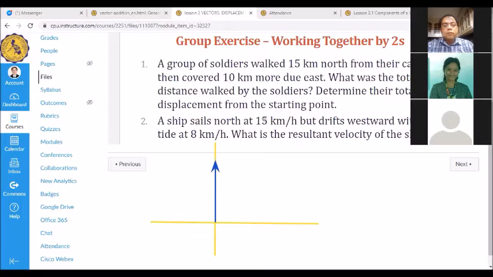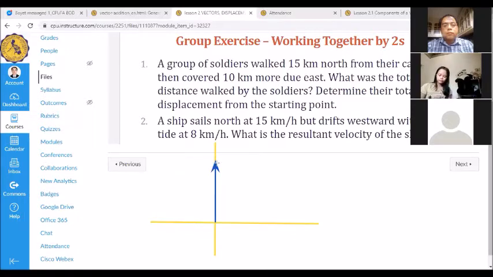A ship sails north at 15 kilometers per hour, but drifts westward with a tide at 8 kilometers per hour. So you'll notice if something is sailing on the ocean, there's another tide that will try to move it in a different direction. So the ship's captain has to navigate it in such a way that they will not be directed towards the flow of the tide. So they have to steer the rudder of the ship in the right direction.